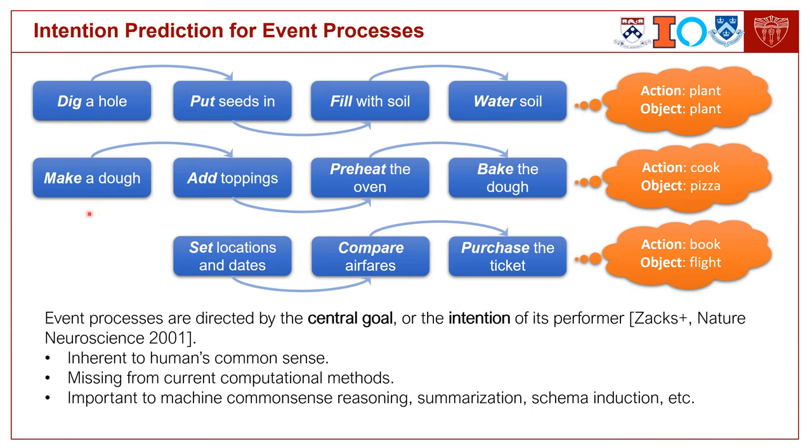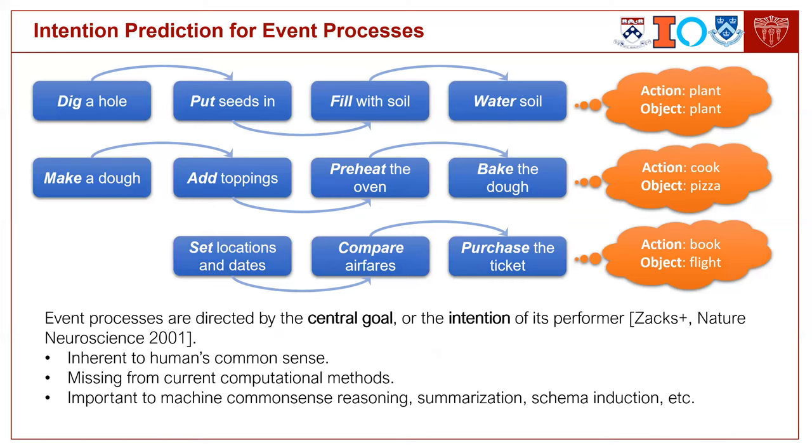And also when we see the process of making a dough, adding toppings, preheating the oven, and baking the dough, we know that that's something which leads to cooking a pizza or baking a focaccia, and so on and so forth, right? So we know that humans can always understand the event process by hypothesizing what the objective the process aims for should be, or what the ultimate consequence the process seeks to accomplish should be, right?